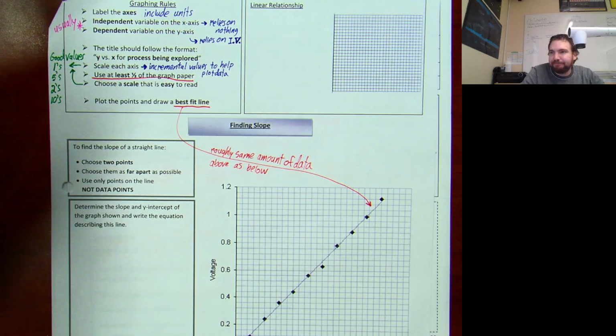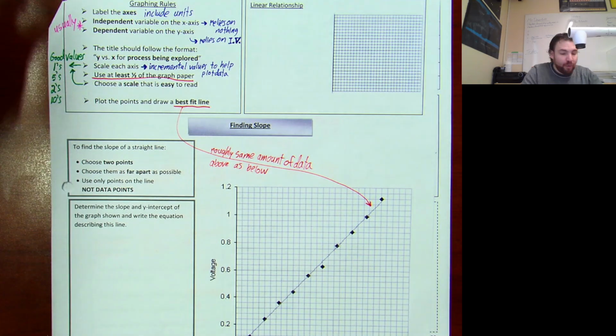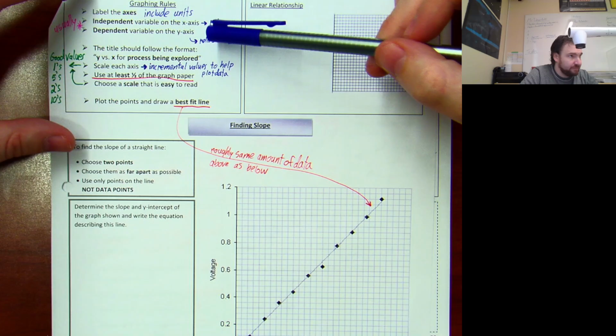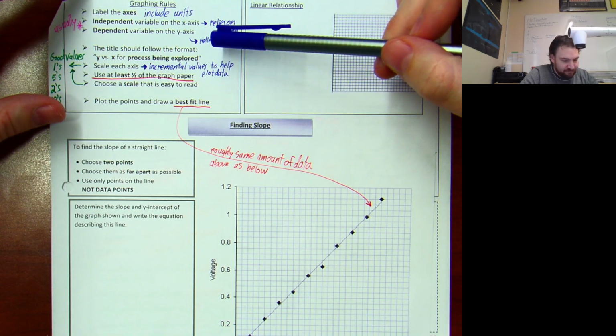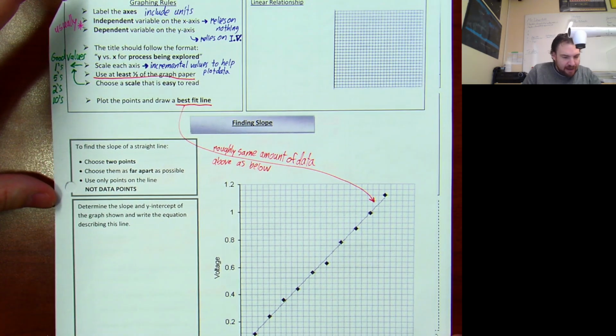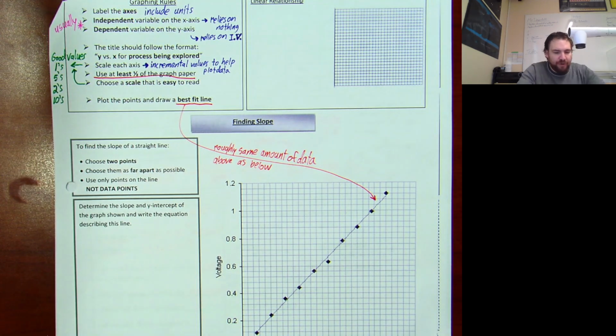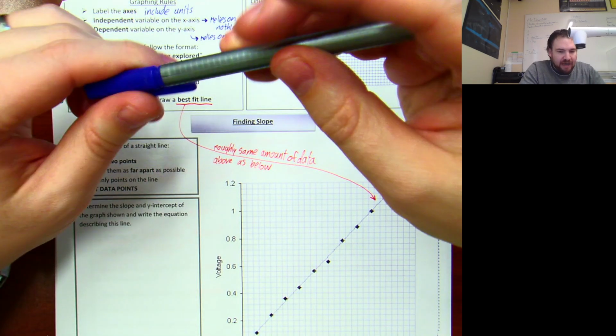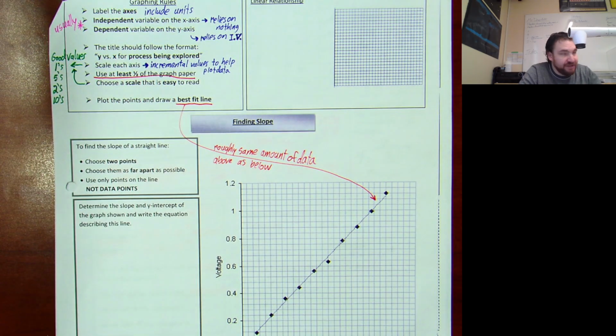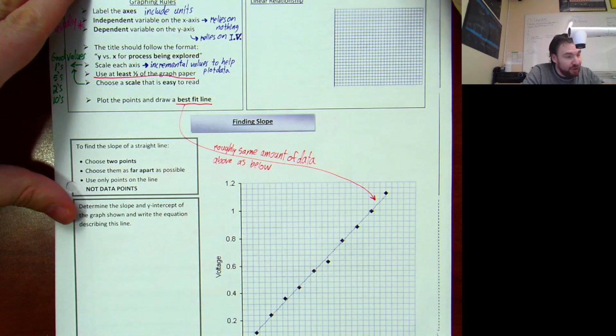A linear relationship. Are there questions about any of this first, the graphing rules? Okay. There is one. Yeah, no. We'll go here. So linear relationships. Linear relationships typically have what kind of equation? Angelina. You are correct.